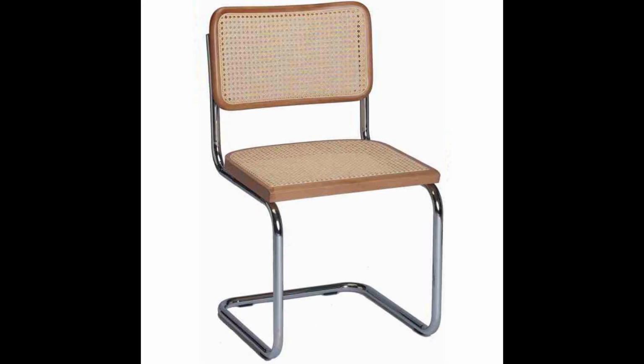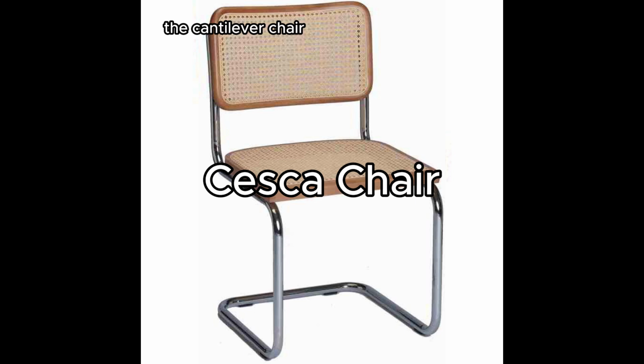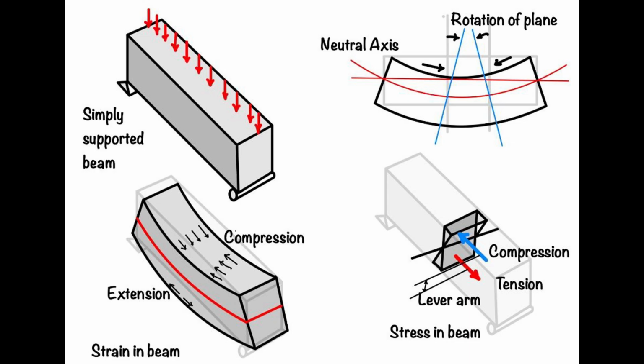A fun engineering trick: the cantilever chair, such as the famous Cesca chair, has no back legs and instead uses the bending strength of a steel frame to support weight. This works due to the concept of beam bending, where the material resists deformation by distributing the force through its shape.